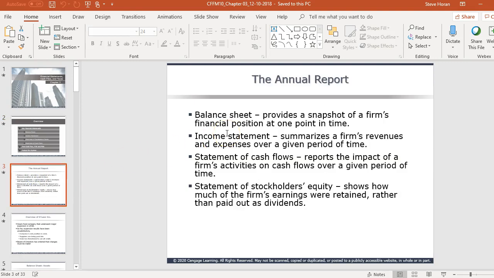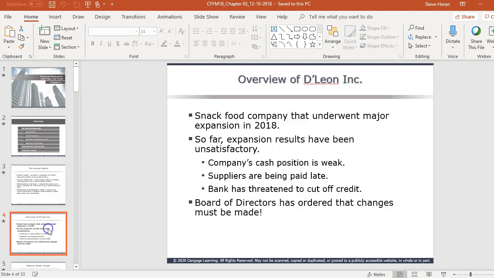So the annual report of a company is where you will find the financial statements: balance sheet, income statement, statement of cash flows, and statement of equity. And this kind of just describes a little bit about what each one shows the user of the financials. So just make sure you understand that.